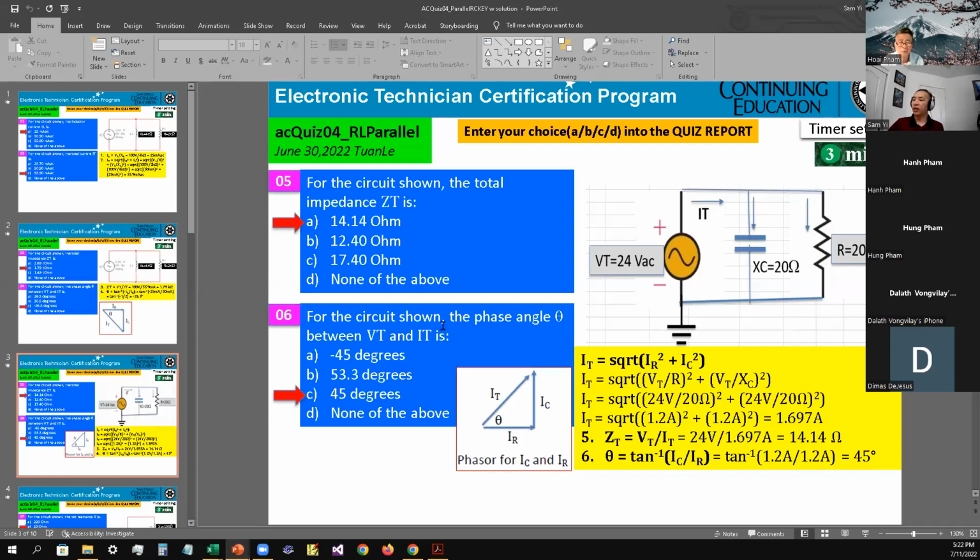Number 6, for the circuit shown, the phase angle between VT and IT is, okay, theta equals arctangent of IC divided by IR. So arctangent of the quantity 1.2 amps divided by 1.2 amps equals 45 degrees. So the answer is C as in cat for number 6. Okay, so this is your phase angle right here. The angle is pointing toward the positive side. So that's why we got the answer C as in cat for number 6. Okay, any question on number 5 or 6?